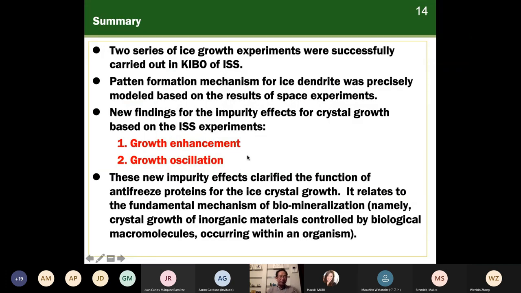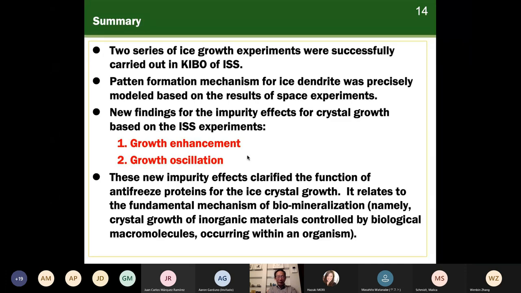So this is a summary. Two series of ice growth experiments were successfully carried out in Kibo. In the first experiment, we could discuss the pattern formation mechanism of ice dendrites. For the second experiment, we found new phenomena related to the impurity effect. The first one is growth enhancement by impurity, and the second one was growth oscillation by impurity. These are our results obtained by space experiments.